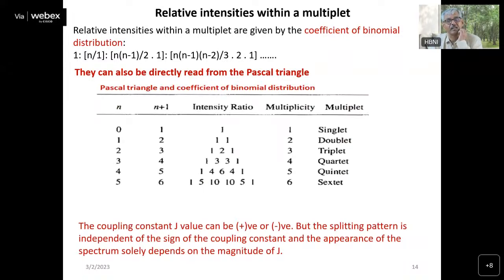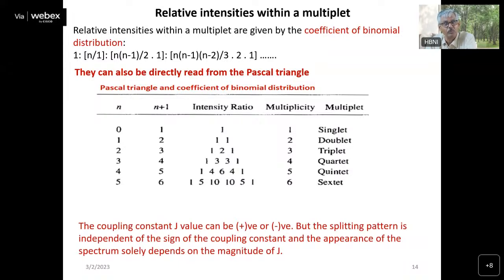In the Pascal triangle, when you do not have any neighboring nuclei to interact, your spectrum will be a singlet, and the intensity ratio will be 1. But if you have one neighboring nucleus interacting, you will get a doublet, and the intensity of the lines will be 1:1. Similarly, triplet, I have explained up to triplet and quartet to you.